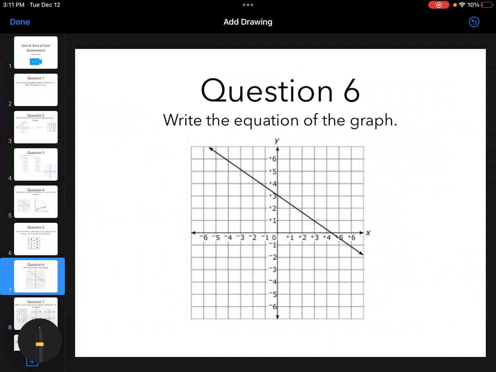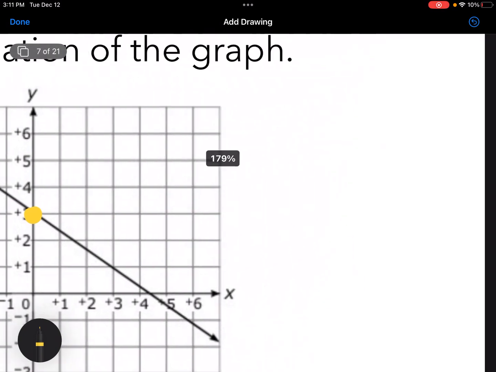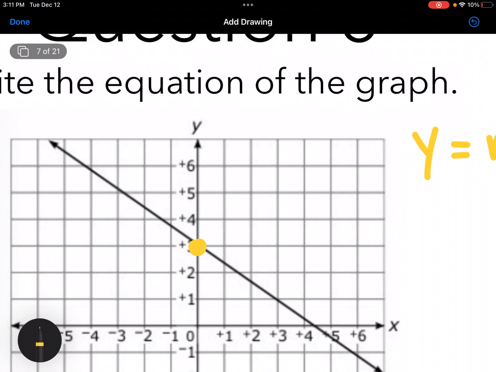All right, what is the equation for this graph? Well, we know the y-intercept is at 3, so we know our equation is always y equals mx plus b, so we know it's going to be plus 3. And then we're going to find our slope. So let's find a good point.